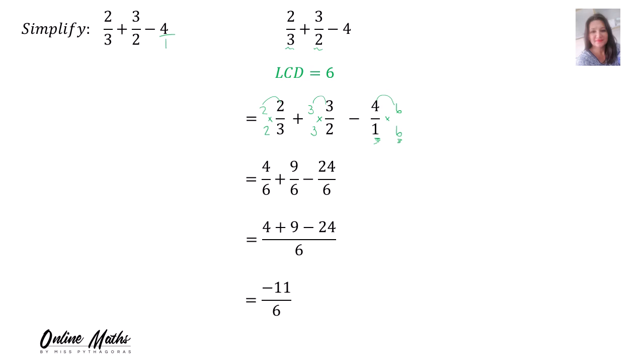And that's an improper fraction. Let's write it as a mixed number. So we can write it as minus 1 and 5 over 6.